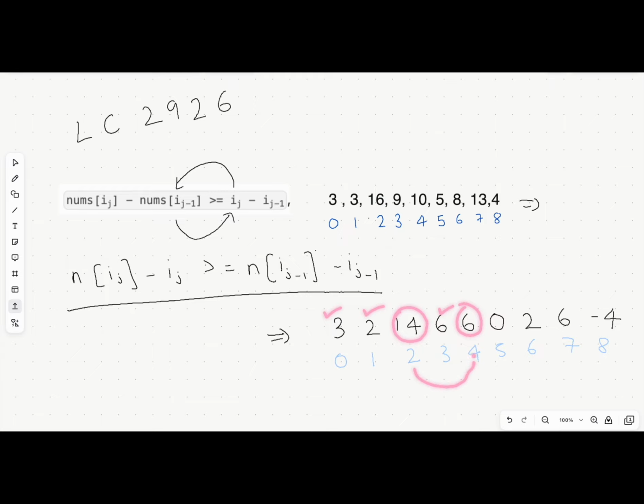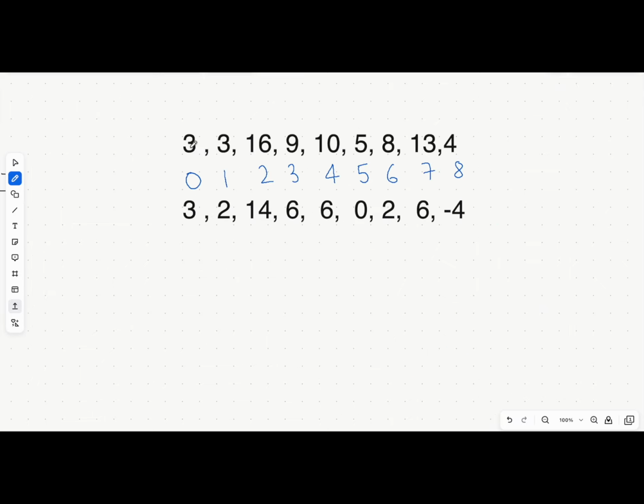Let us see if this holds true. For example, index 2 and 4, can it be a subsequence? 10 minus 16 is minus 6, which is not greater than or equal to 4 minus 2. So the problem has reduced to selecting subsequences such that these values are always in increasing order. This was the original array given, and this is the new array we got by subtracting the indices. Now we need to select the subsequence from this array such that the elements are in non-decreasing order, maximizing the sum of whatever indices we have selected here.